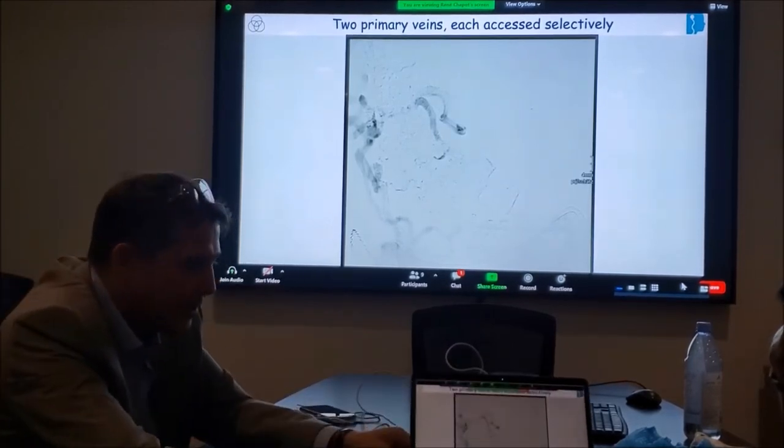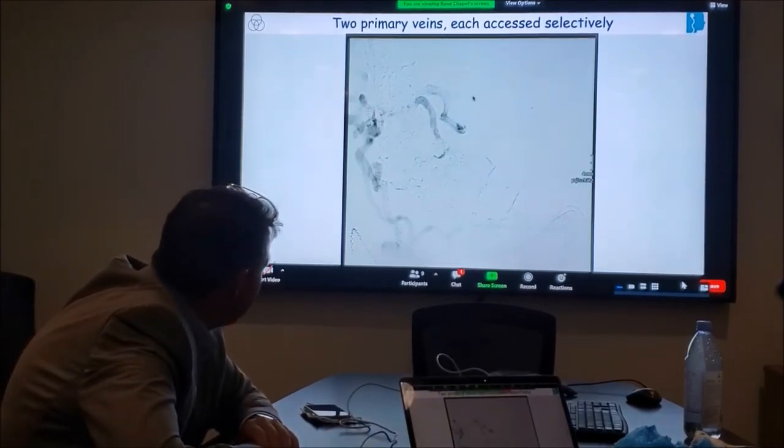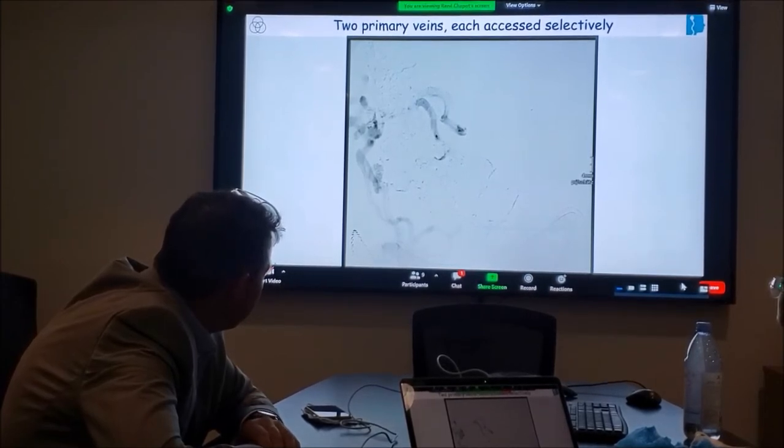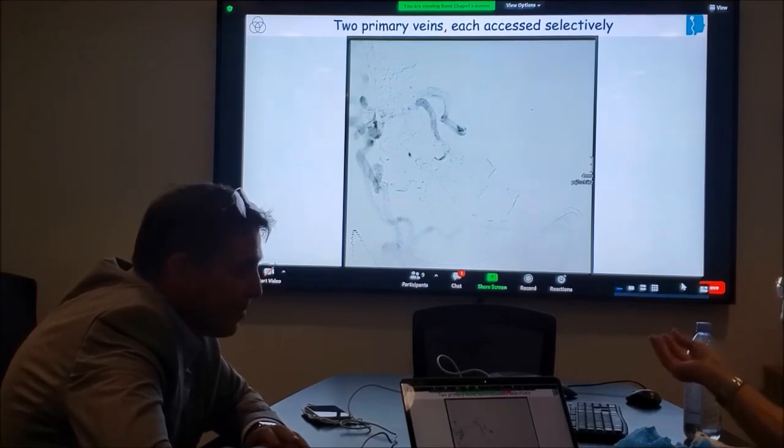Tell me where you put the tip of number one. Okay, let's say we put the tip of number one here. This is where you're going to push the Onyx. And then you put the tip of the second one here. This is where you're going to do the glue, this is where you're going to do the plug. And it's very different. If you do glue there, it's against the flow.